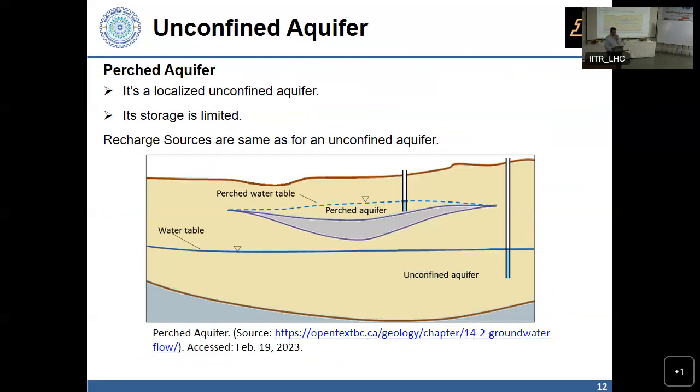That can also work as a source, but it's not a large source. It's not a big reservoir. So perched aquifers are also things that you see sometimes. When you have leakage, leakage of course really allows replenishment of aquifers.